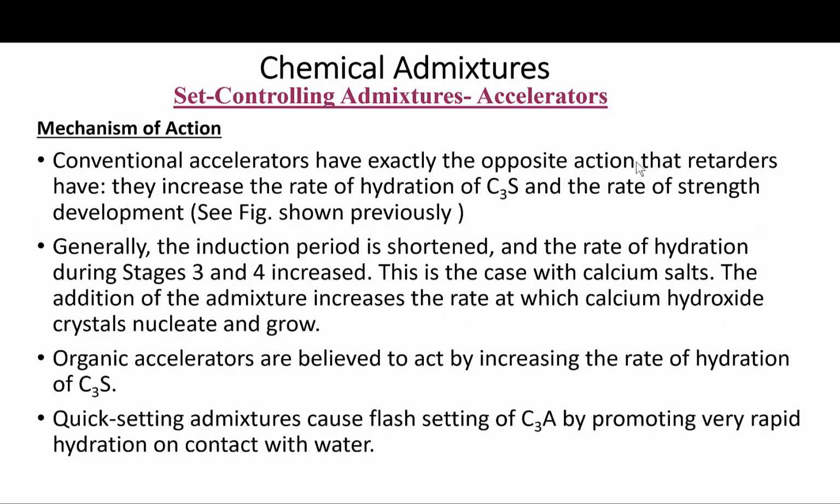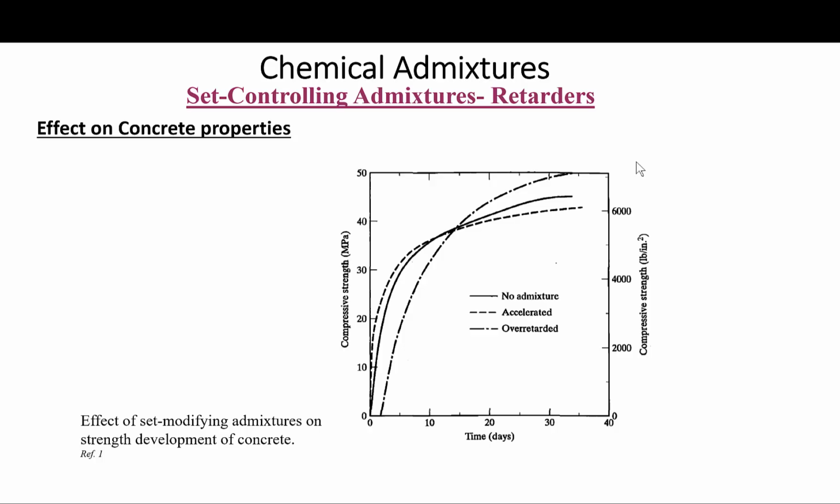Okay, how these accelerators work. The conventional accelerators basically have exactly the opposite action that retarders have. They increase the rate of hydration of C3S and the rate of strength development, as shown in this figure. The accelerators increase the rate of hydration and the early strength development.